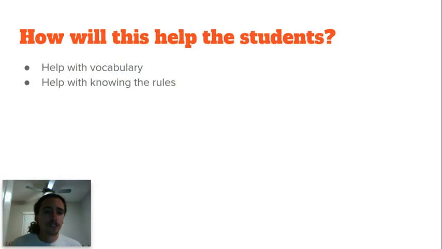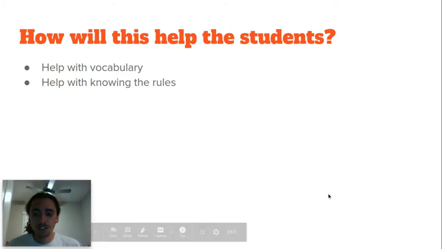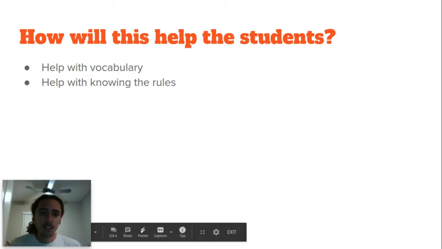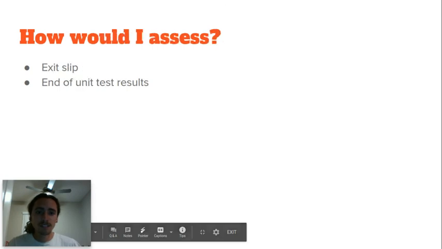How will this help the students? This could really help with the vocabulary. You could have them do specific terms about the sport, or specific terms about the history. It could really help with the history, just knowing the history of sports. It could also help with knowing the rules of the sport. You dive really deep into the rules, which is very useful, especially when the unit begins.